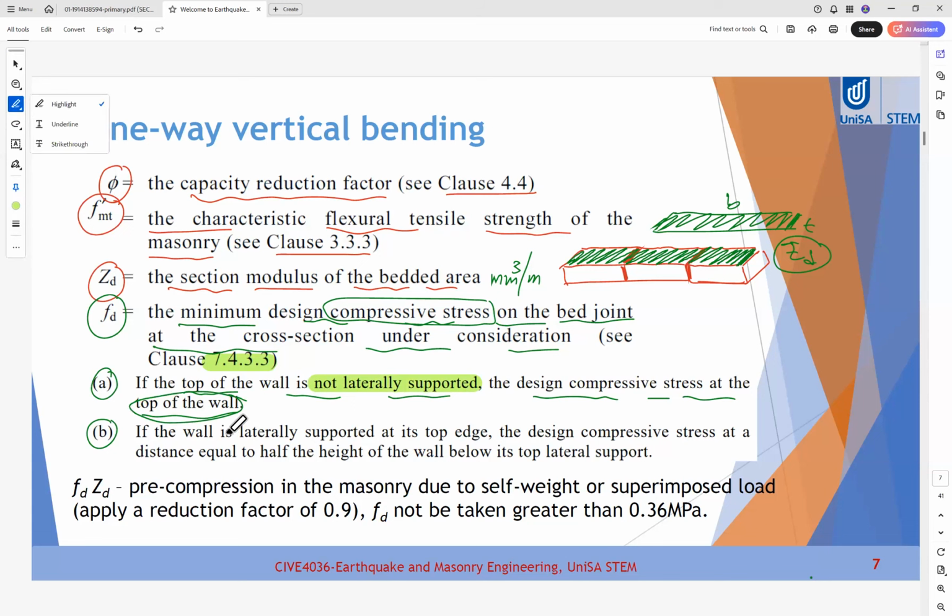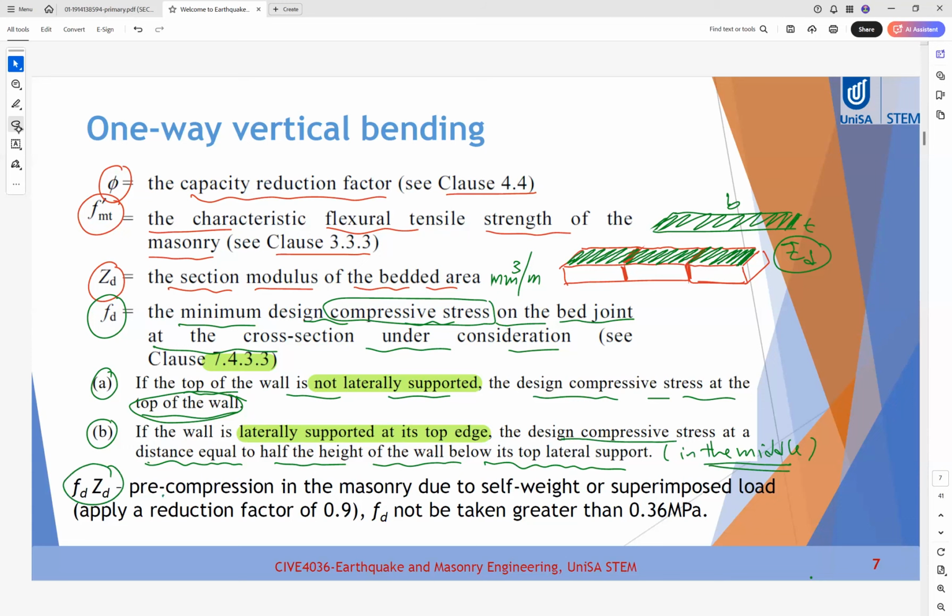If it is laterally supported at the top edge, it will be at a distance equal to half of the height of the wall below its top lateral support. So almost in the middle. In normal cases, it is in the middle of the wall. So if the top of the wall is not supported, take the compressive strength at the top of the wall. If the wall is supported at the top edge, the design compressive strength will be at a distance of half of the height below its top lateral support, or in the middle of the wall.